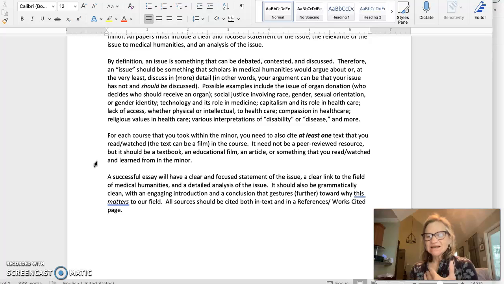All sources should be cited. I don't care how you cite it, APA, MLA, Chicago, but you need to cite it, and in a reference or works cited page as well. So cited in text and in a references works cited page. Okay, and those are due at the end of the semester.